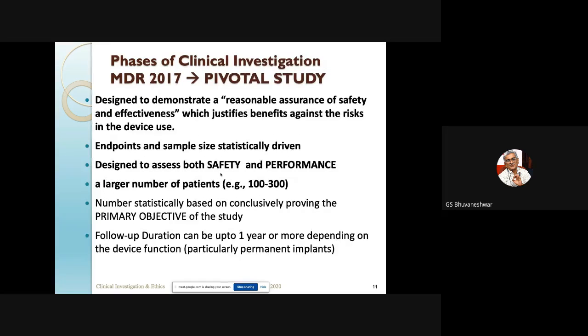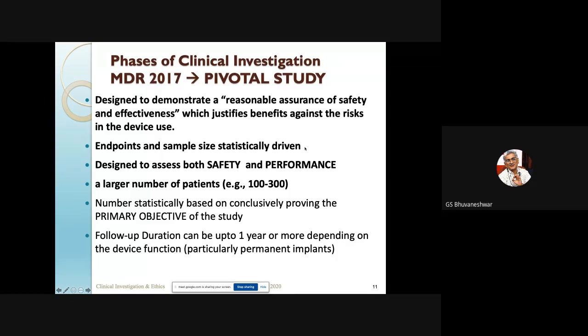So the pivotal study usually follows, as I said, the pilot study. Usually the pilot study patients are what we call rolled into the pivotal study. That means the pilot study gets expanded into a pivotal study and it's continued, of course, with all the permissions. It is primarily designed to demonstrate reasonable assurance of safety and effectiveness, which justifies benefits against the risks in the use of the device. So the endpoints and sample sizes need to be statistically driven.